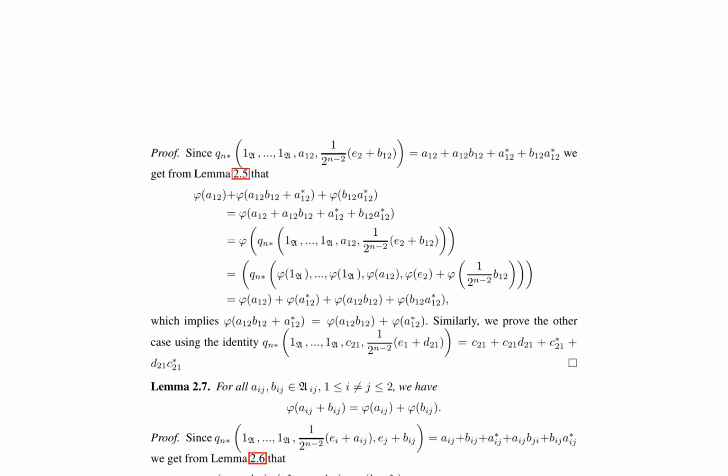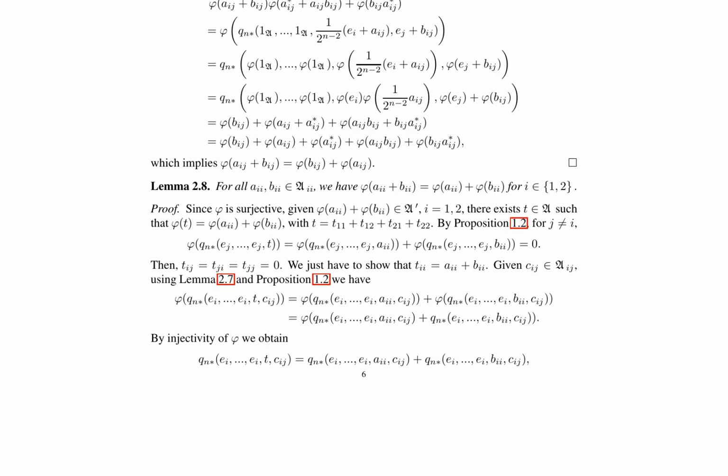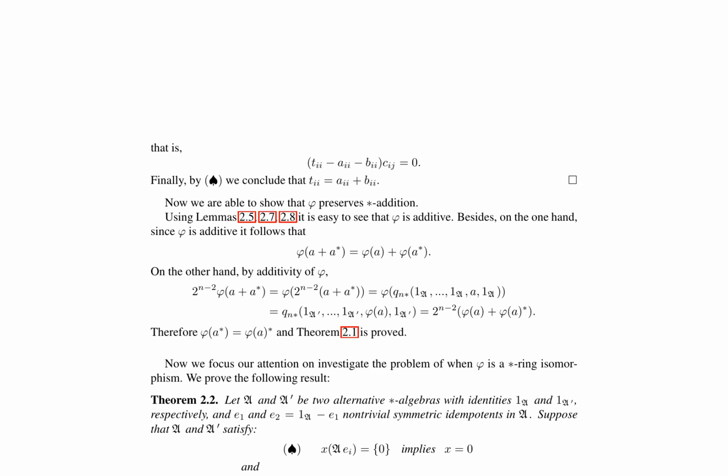Furthermore, lemmas 2.6 and 2.7 demonstrate that phi(Aij + Bij) equals phi(Aij) + phi(Bij), for all i, j. Lastly, lemma 2.8 shows that phi(I + Bii) equals phi(I) + phi(Bii) for i equals 1, 2. These results collectively highlight the injectivity and surjectivity of phi, establishing a foundation for the subsequent proofs and analyses in the paper. The research paper discusses the properties of alternative *-algebras and their isomorphisms.